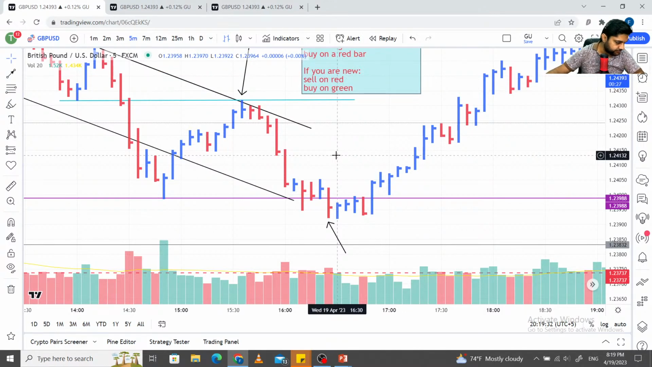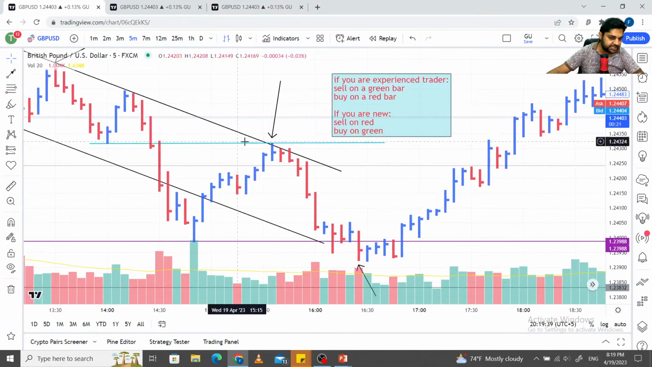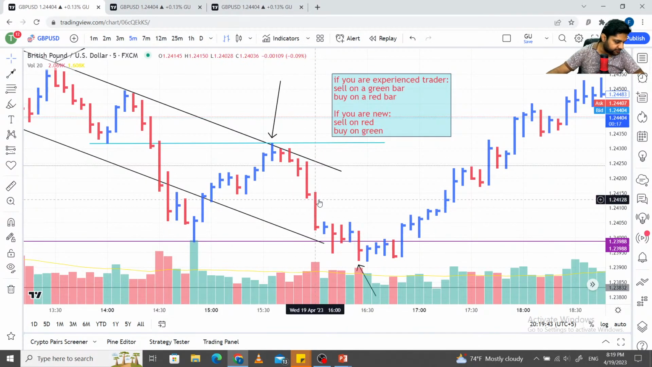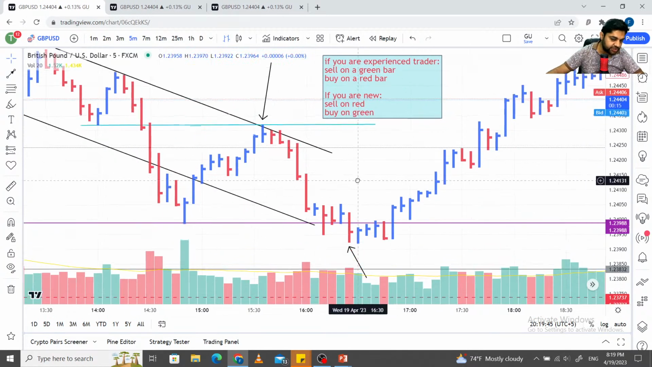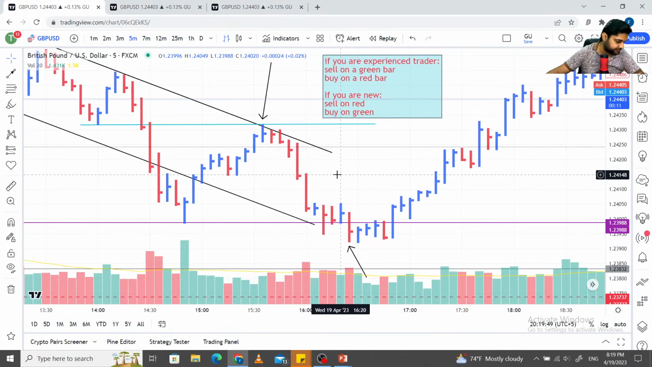Thami is saying higher high. Thami ji, higher low. Yes, that's right. It is a higher low. So what do you do now? You will try to go with the flow because the trend is changing now.